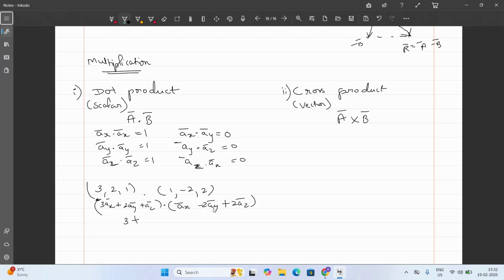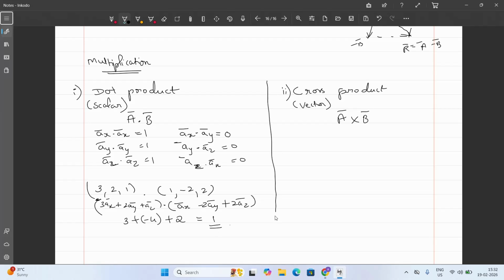Next, 2ay into minus 2ay. So ay dot ay is 1, and I'll only get 2 into minus 2, which will be minus 4. Then again 1 into 2, 2. So your answer should be 3 plus 2 minus 4. Your answer is 1. Now you understand why I'm calling this a scalar product, because when you multiply two vectors, you are getting the result as a scalar. You multiplied vectors, but you're getting an answer which is a magnitude only, no direction. There is no a component in your answer. So it is a scalar.